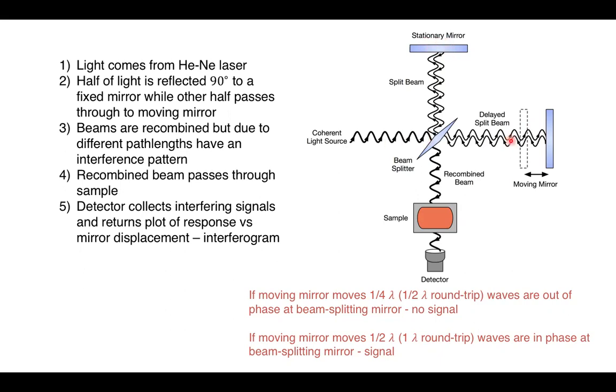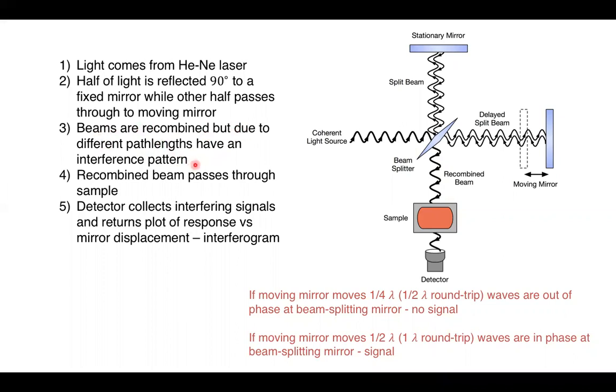So you can see all of these things are at 90 degrees to each other. This split beam is incident on the stationary mirror, where it is totally reflected back towards the beam splitter. Now it passes through the beam splitter and is recombined with the delayed split beam, but of course there will be differences in the recombined beam. The beams are recombined, but due to different path lengths, they have an interference pattern.